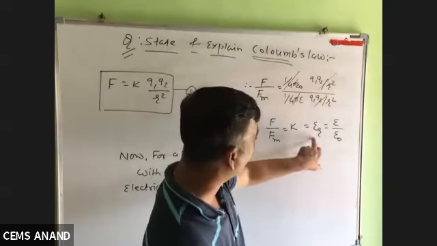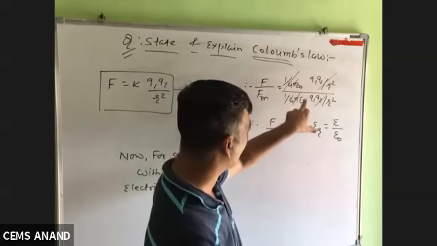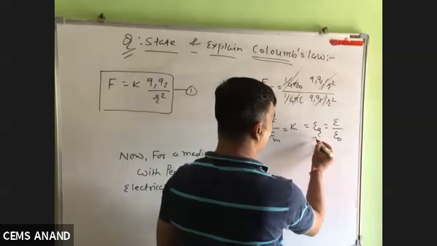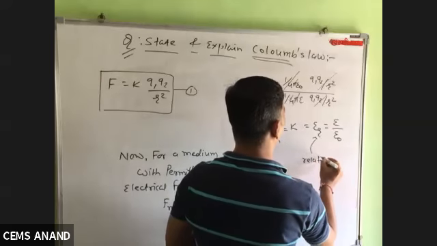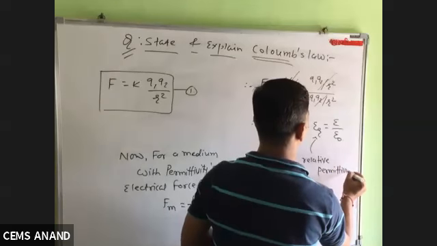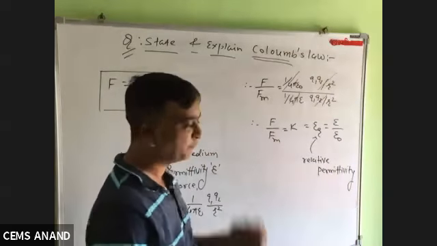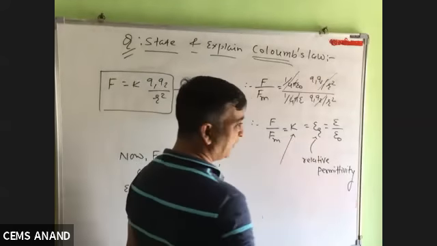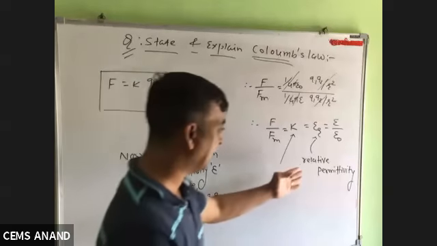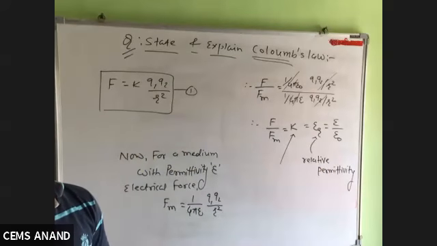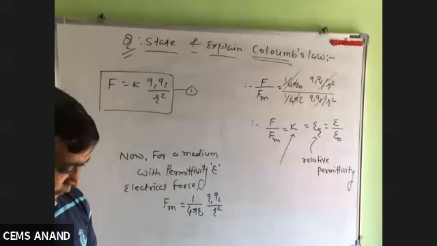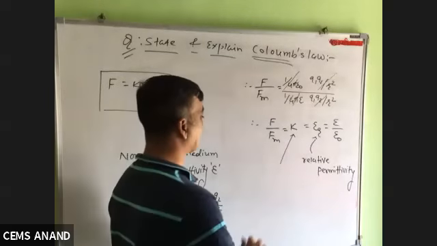Actually it is F by Fm equals epsilon by epsilon 0, which is known as relative permittivity of vacuum, or it is also denoted by Ka, meaning relative permittivity, or also known as constant of permittivity.